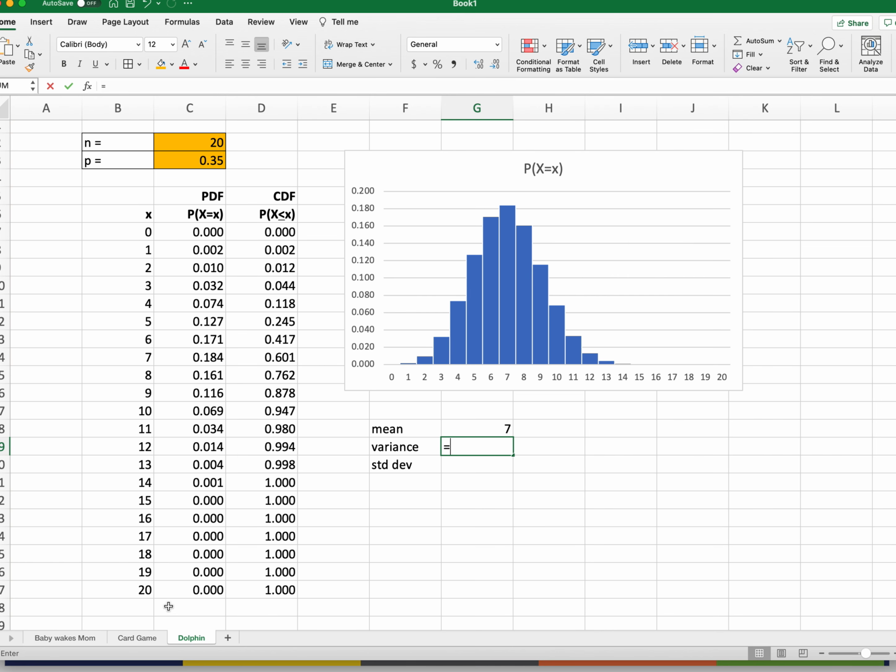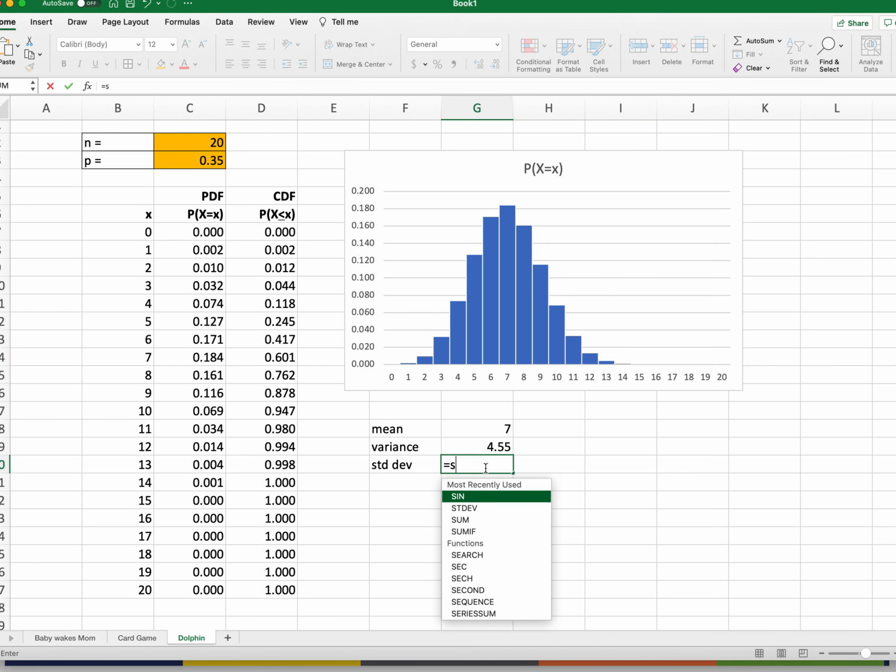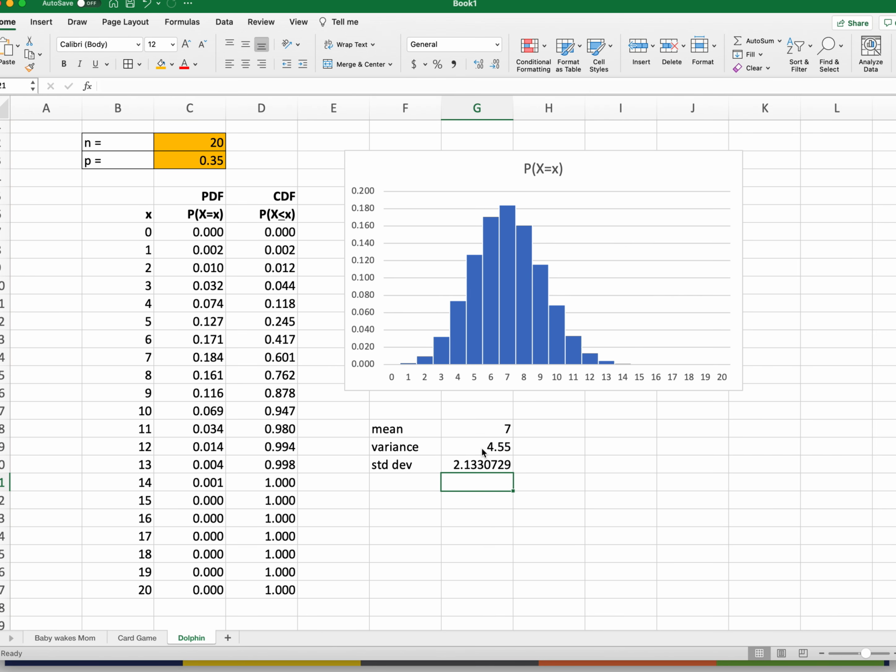So now if I want to get the variance, I take the mean times parentheses 1 minus p. I never have to really worry about what q is, because q is always 1 minus p. That's the variance. Again, if I want to have the same decimal place, I can. I might do that then. And then if I want the standard deviation, it's the square root of this. Boom. And so let's make them all 2 decimal places.